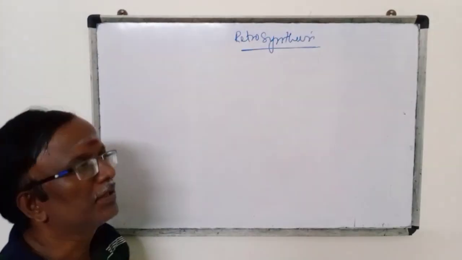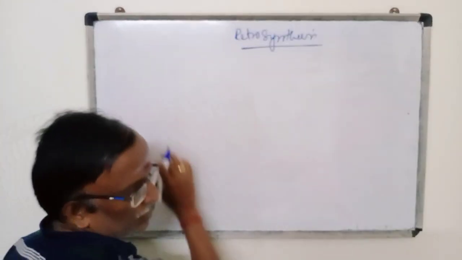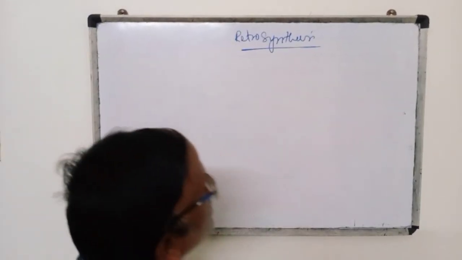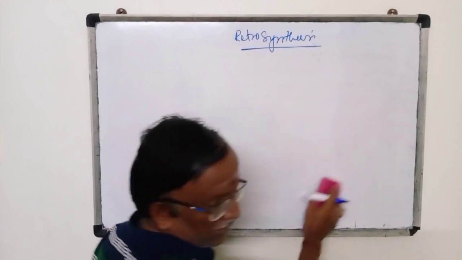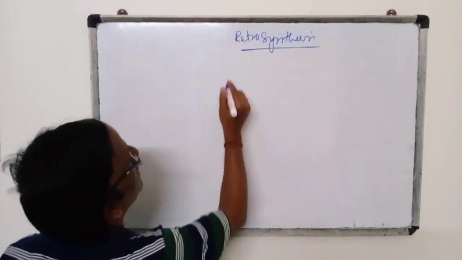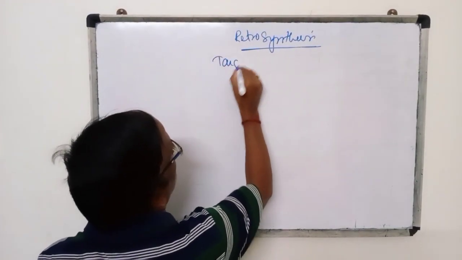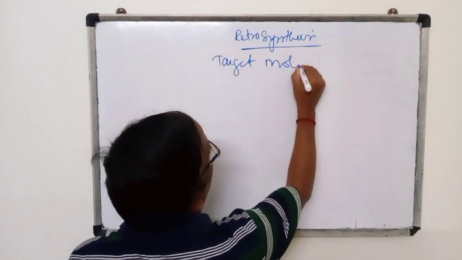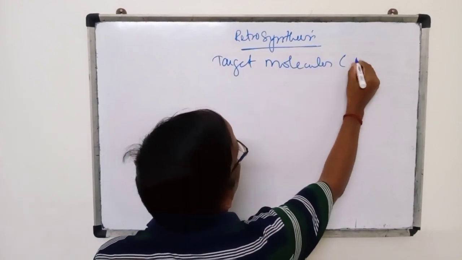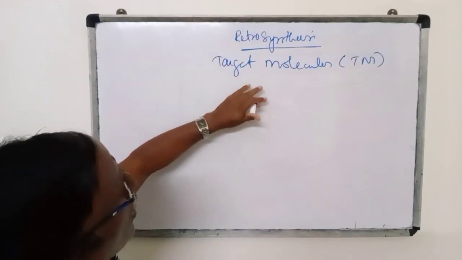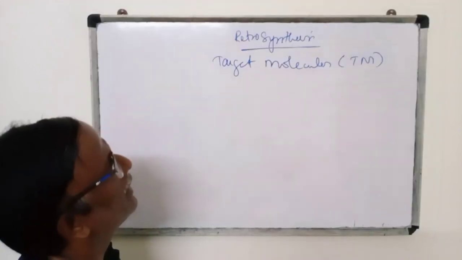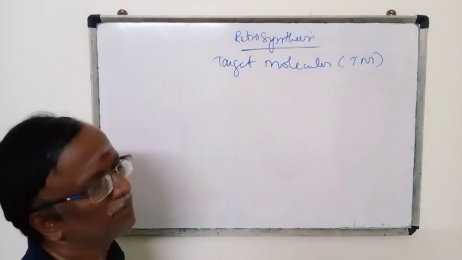See, in continuation to this retrosynthetic analysis, I would like to have one more small discussion about what you can call the target molecule. I'm sure everybody knows about target molecules. So we call it a TM. So how to go about the retrosynthesis of the target molecule?